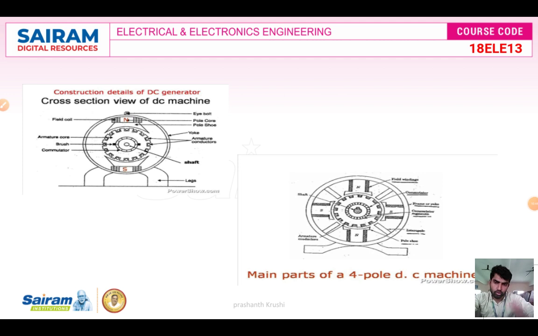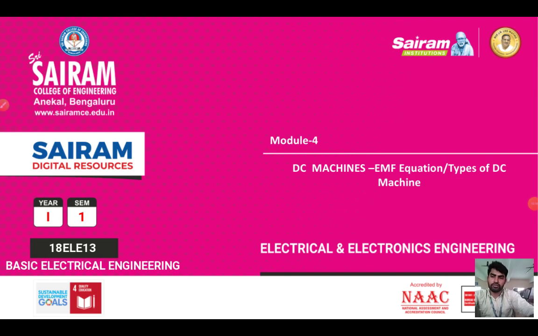You can draw a 2-pole machine and also a 4-pole machine. These are the construction features of the DC machine. So you can draw any one diagram.